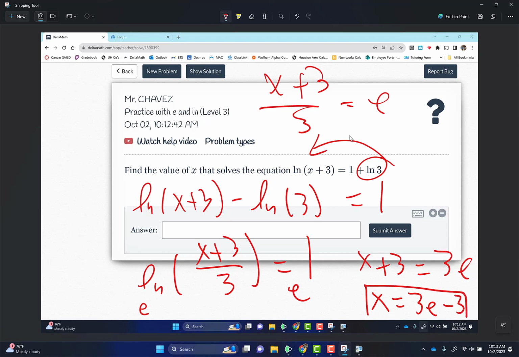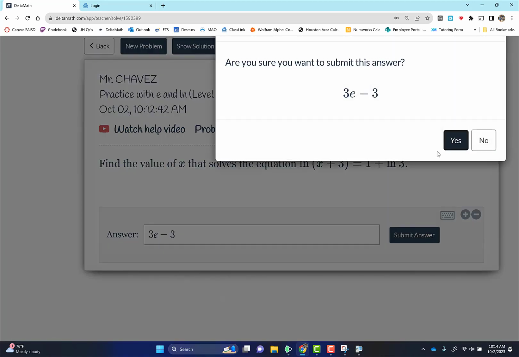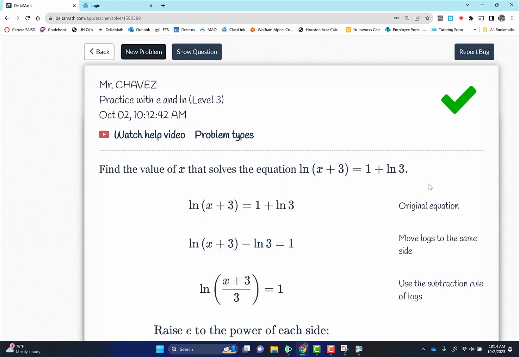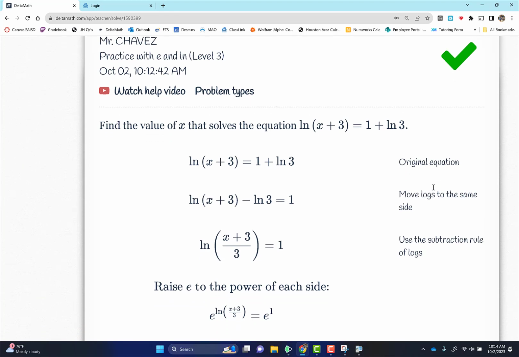So this is about as hard as it's going to get. It's not going to get any harder than this. Let's type it in. 3e minus 3, and let's see if we got it right. 3e minus 3. I don't see any errors. And there it is. How do we feel, guys? So can we do this first before we start taking derivatives of exponentials and logarithms so we can get really good with the algebra?